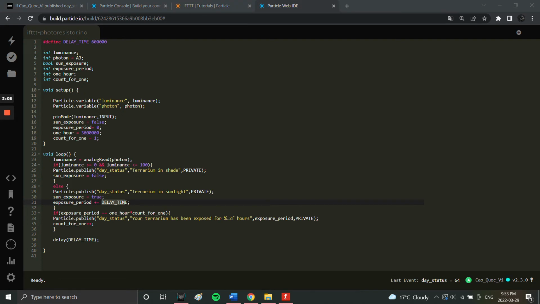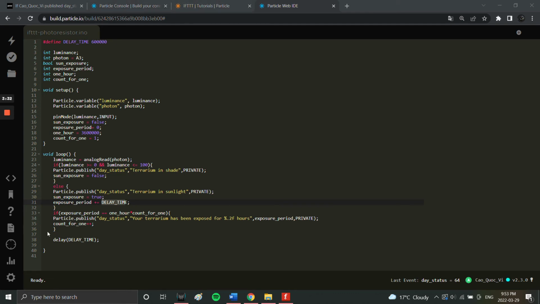So if the exposure period is equal to 1 hour, then we publish an event that your terrarium has been exposed for that period of hour, and the count is incremented. And this is for the delay for the system.